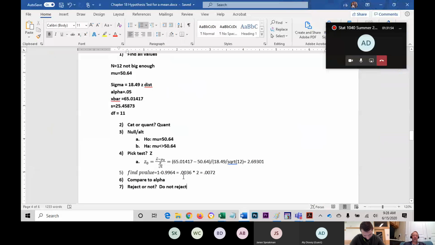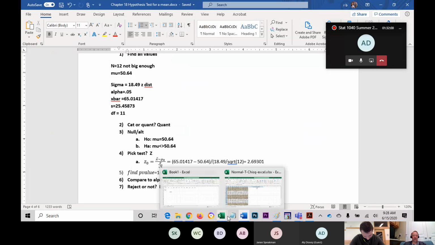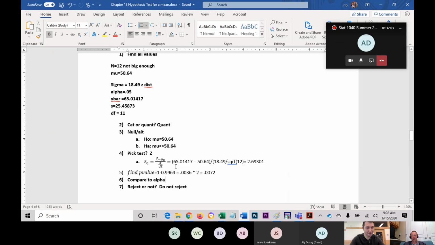Okay, so let's think about this again. We're comparing it to alpha. What's the phrase that pays? Do you remember the phrase that pays, Allie? No. Does Wes remember the phrase that pays? If it's bigger than your alpha, reject the null. If the p-value is low, reject the null. That's right. Reject the null hypothesis.